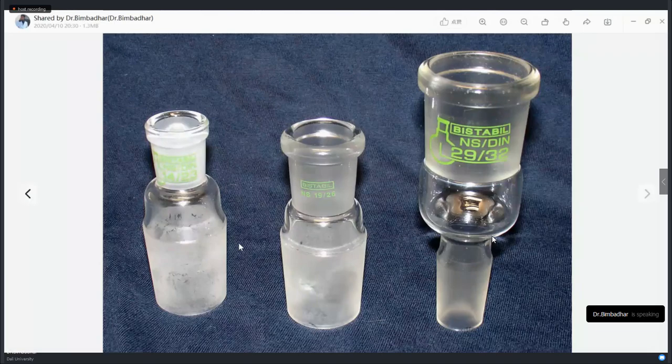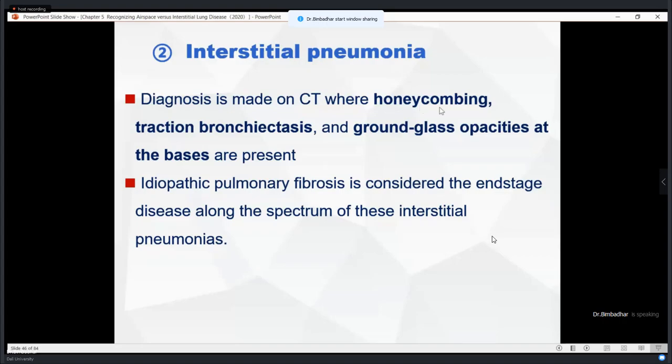So this is a very typical presentation for any kind of usual interstitial pneumonia. Honeycombing, traction bronchiectasis, and ground glass opacities at the bases are typical radiographic features of interstitial pneumonias. And the best example is idiopathic pulmonary fibrosis. You call it IPF, and it is considered an end-stage disease along the spectrum of these interstitial pneumonias.